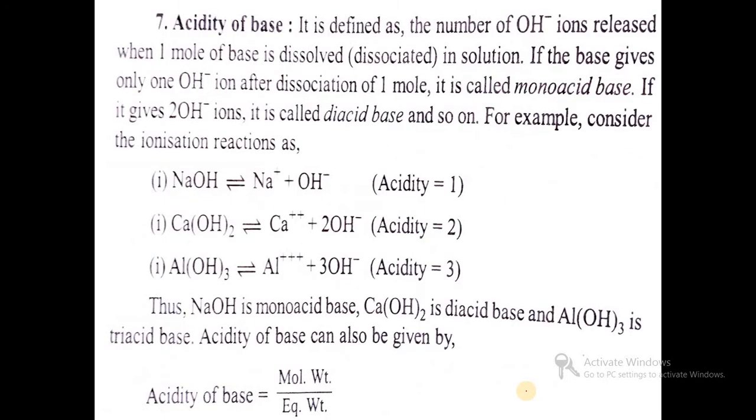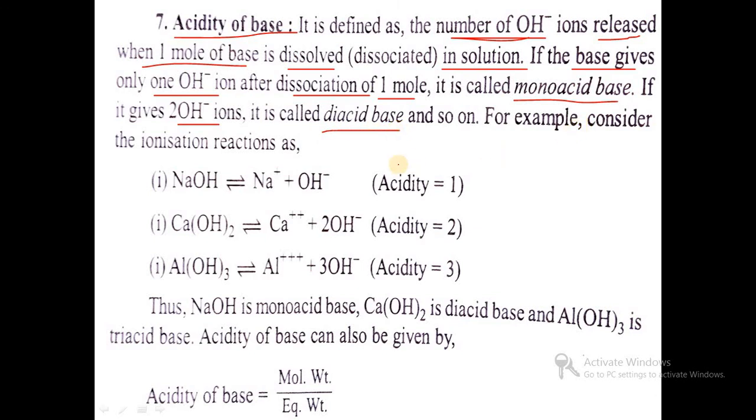Then the next part is: what is the acidity of base? It is defined as the number of OH minus ions released when 1 mole of base is dissolved in the solution. If the base gives only one OH minus ion after dissociation of 1 mole, it is called monoacid base. If it gives 2 OH minus, then it is a diacid base.